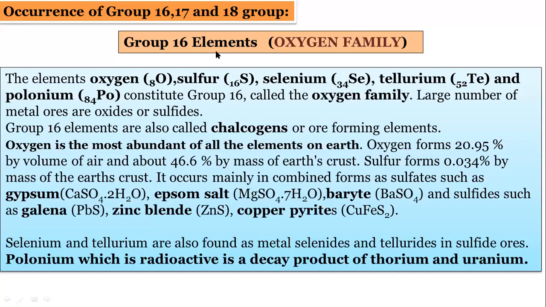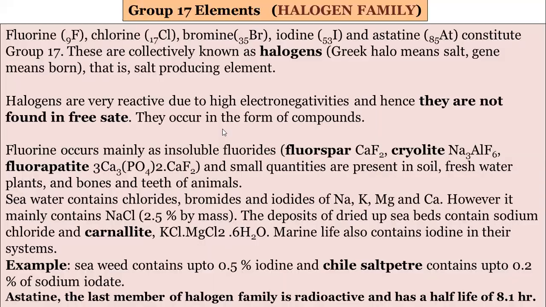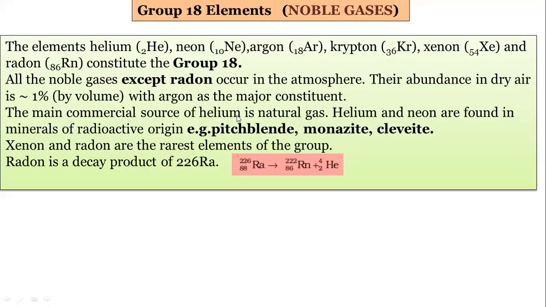So out of the occurrence of group 16, occurrence of group 17, and occurrence of group 18, only a 1 mark question will be asked. So today make a chart of this occurrence: from where the fluorine can be generated, from where the chlorine can be generated, iodine can be generated. Write the ores of iodine, chlorine, fluorine. Make a chart and paste it in your study room.